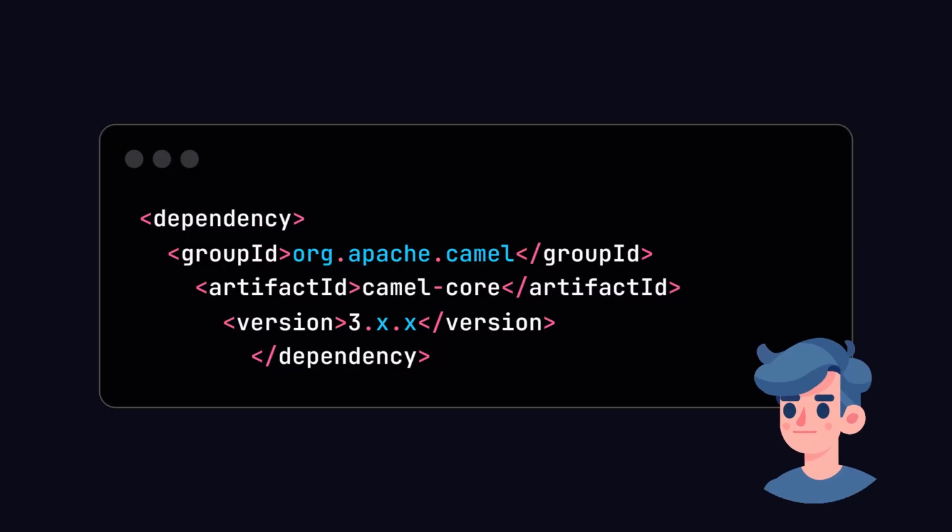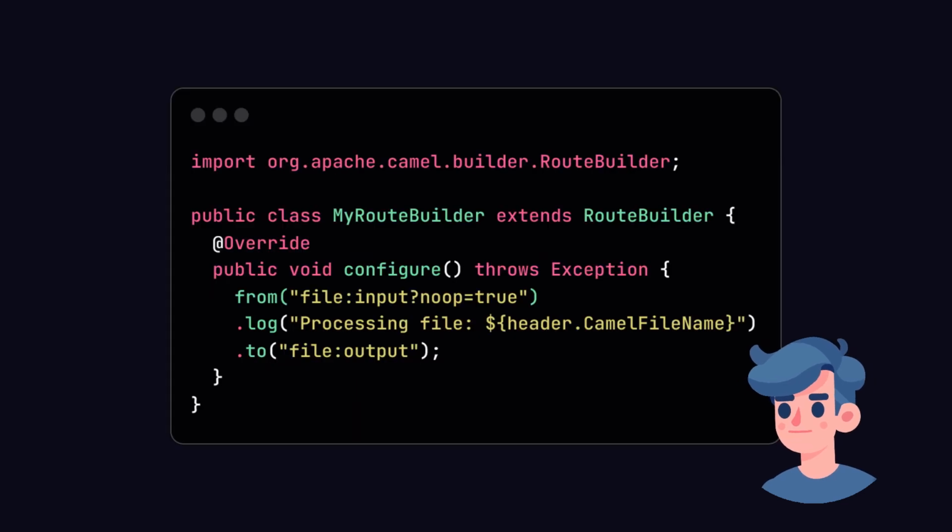To get started, I'll show you how to set up a basic Camel route for demonstration purposes. I'll be using the Maven build tool. Make sure you have your IDE ready, and let's get coding. Next, I'll create a simple route that reads from a file and processes the messages, then writes them to another file. This is a common use case in integration projects.